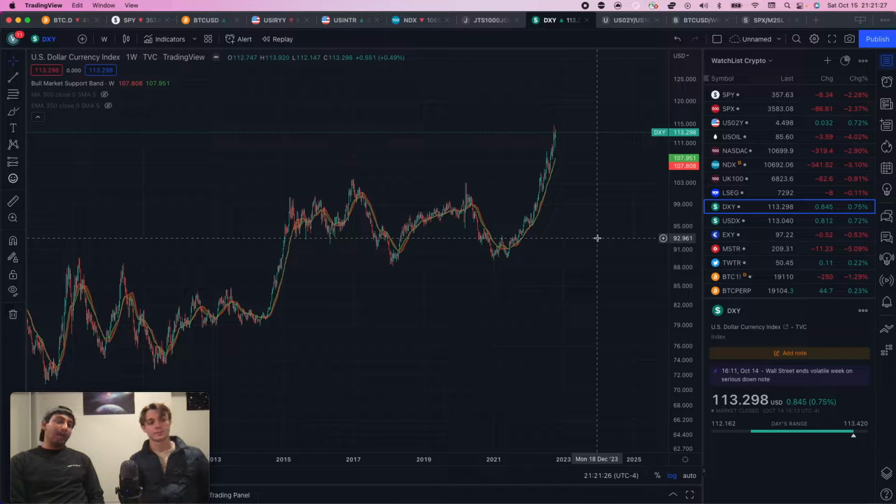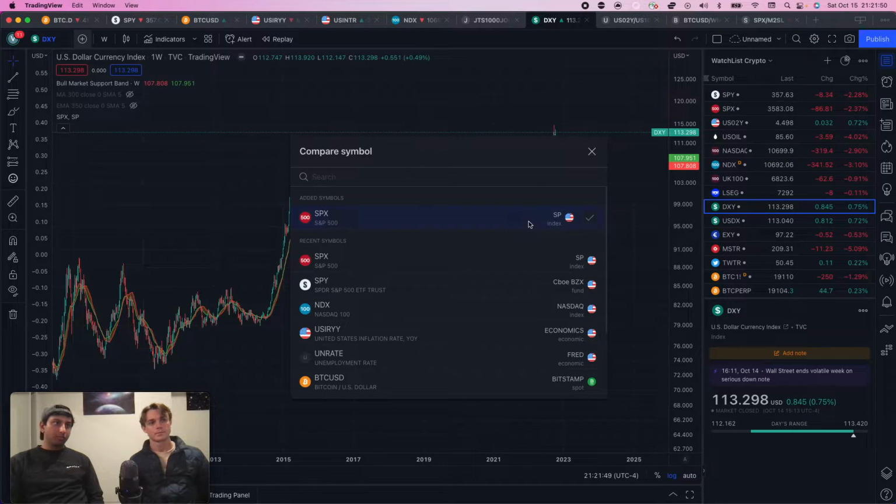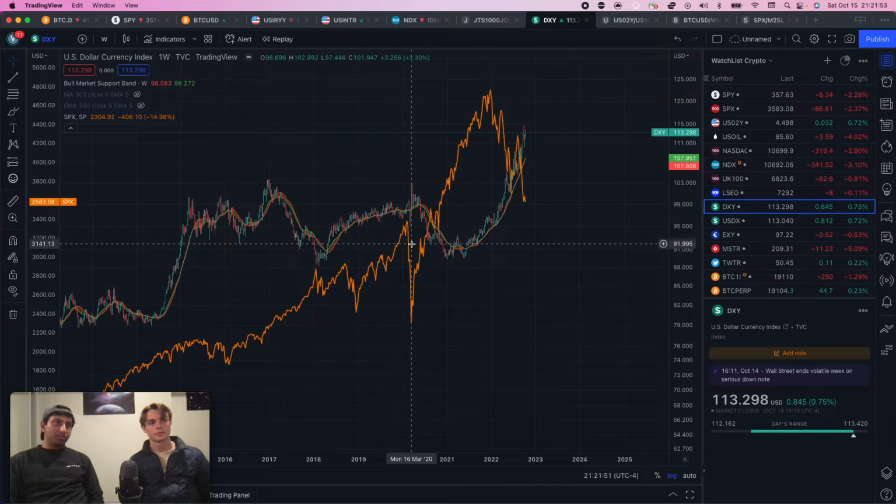So what tends to happen is during times of high inflation, or when the Fed turns off the money printer and raises interest rates, you tend to see a correlation between the dollar currency index and traditional risk-on assets. To compare, we can add in, let's say, the S&P. I'll add this to a new price scale here, but you can see the general trend.